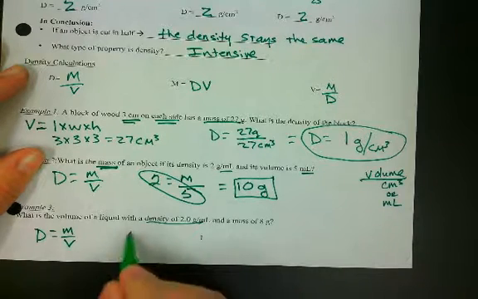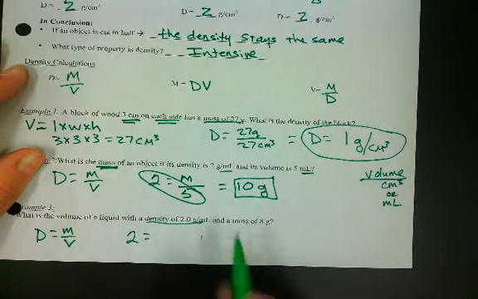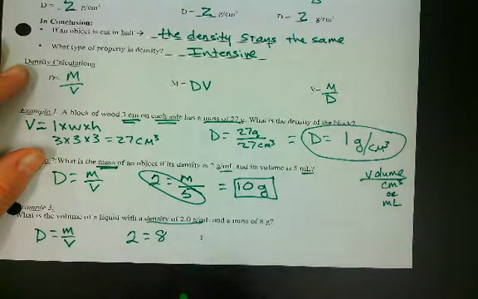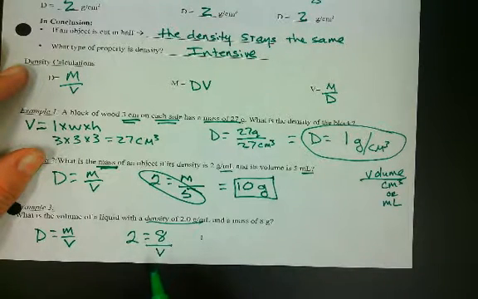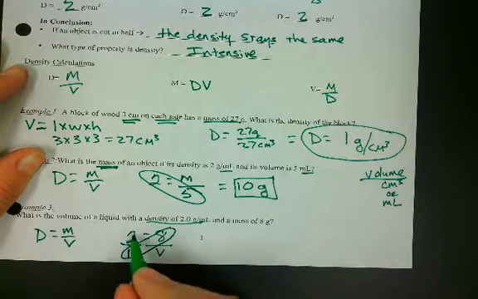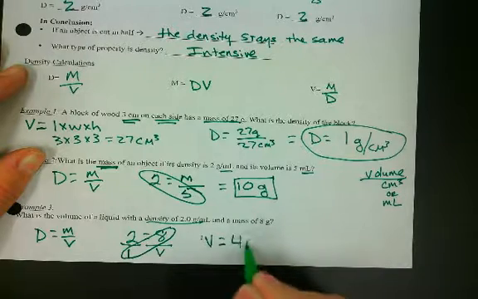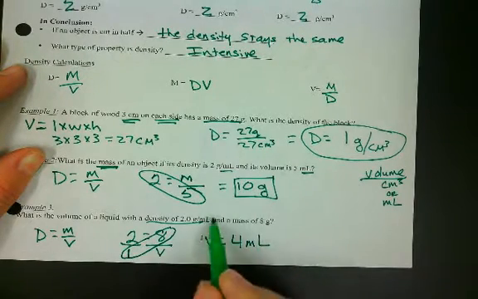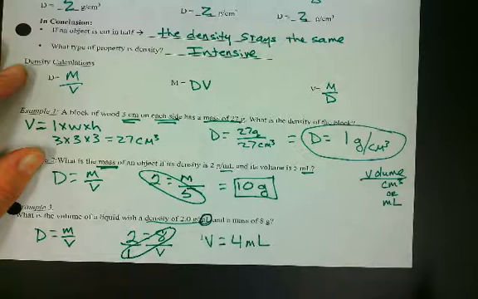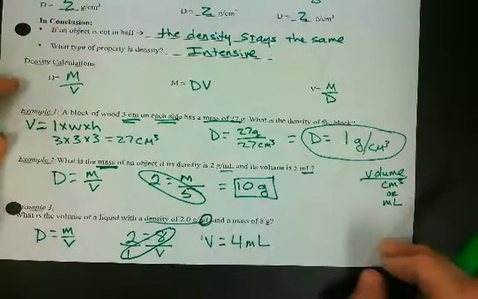So density is 2. It's going to equal a mass of 8, and we don't know what volume is. So how do we do that? We know that there's a 1 right here, so 8 times 1, and then divided by 2, because we have to basically get rid of that. So V is going to equal 4 milliliters. And you know that it's milliliters and not cubic centimeters because that was what was given to you in the density formula.